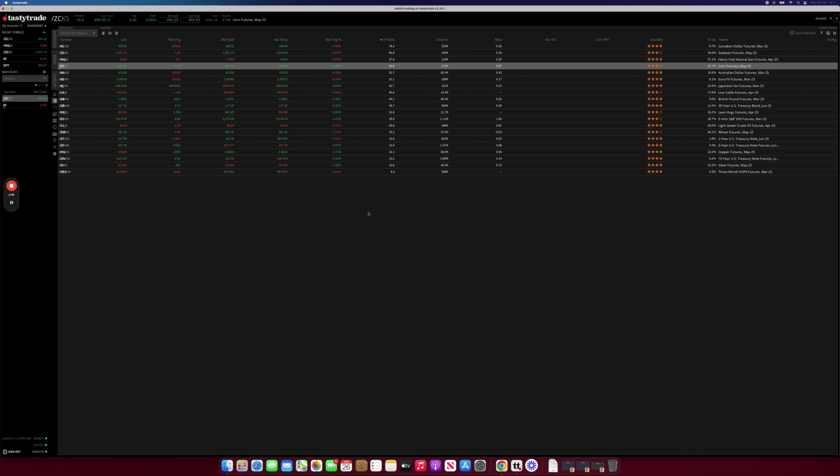IV rank is simply telling you where implied volatility is for that specific underlying relative to the past year. So it's very, very important. It's a key metric we're going to look at in choosing what to trade. You only really want to look at things to trade that have an IV rank of at least 30. Anything over 30 is high, over 50 is very high. I like to be in the mid to high range.